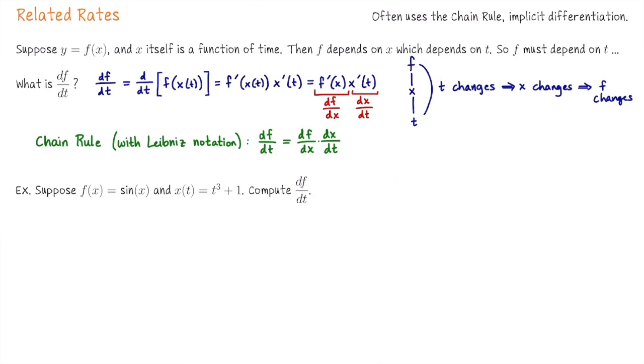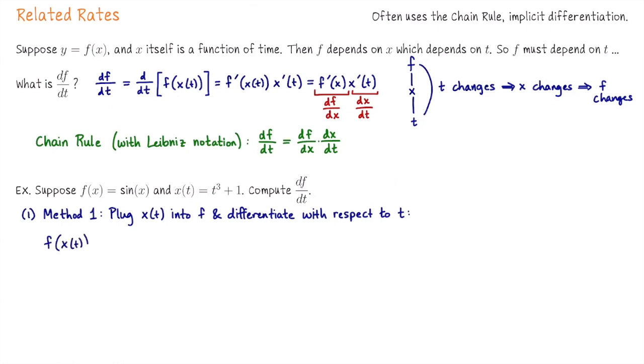So suppose that f of x is sine of x and x of t is t cubed plus 1. So f depends on x and x depends on t. Compute the rate of change of f with respect to t. So method 1 was really like take x of t and plug it directly into f. Then we differentiate with respect to t.